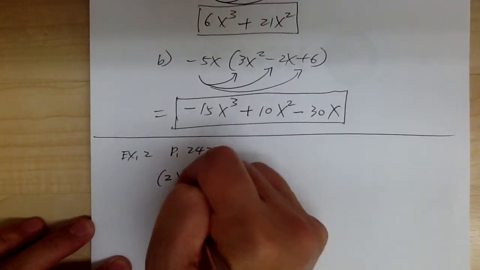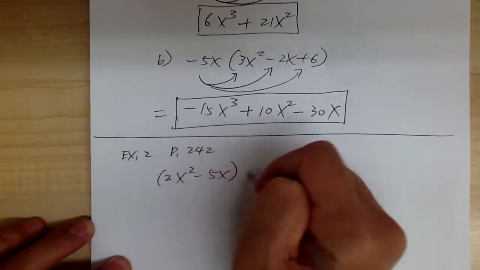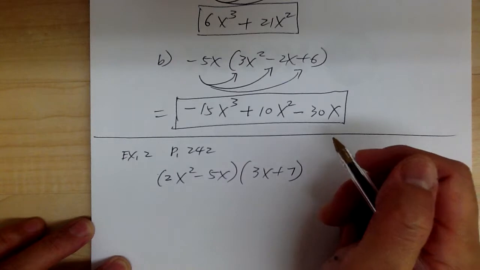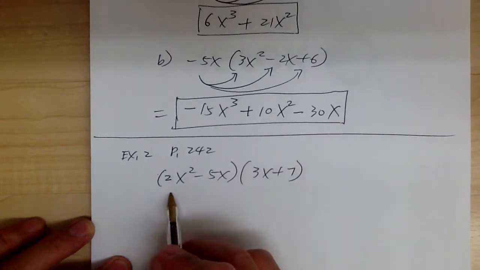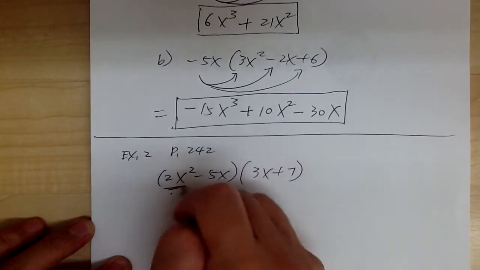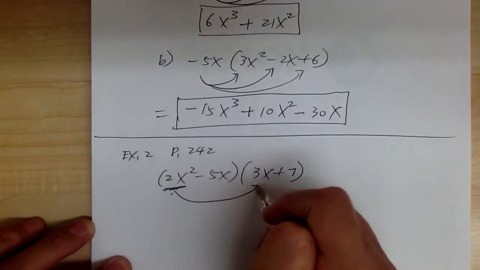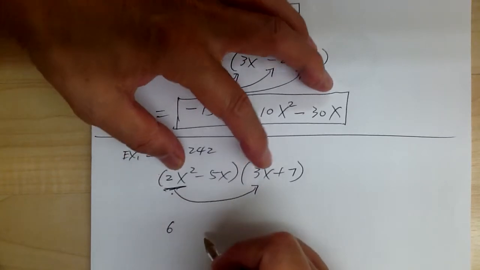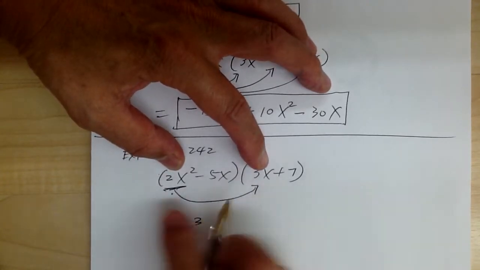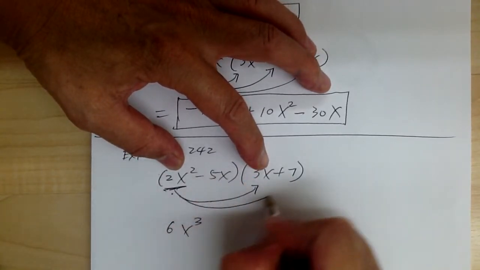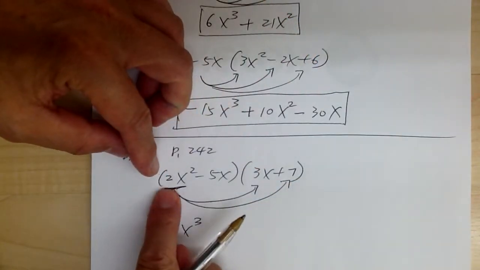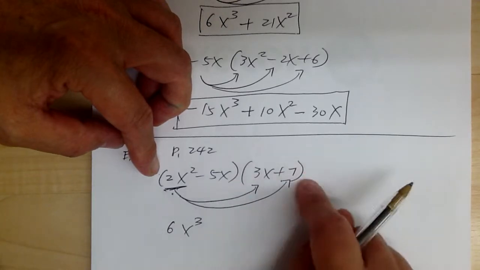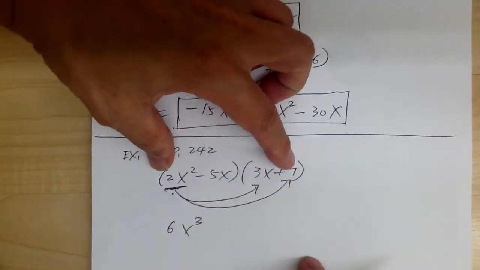You have 2x squared minus 5x times 3x plus 7. So when you multiply, right, you start with the first one. So use this one over here first. So you multiply, you can use your finger. So sign is positive, number is 6, alphabet is x cubed, right? So when you're done with the first one, you have to do the next one. Okay? Again, you start with this one, you multiply, no matter how many you have, just multiply. Then when you're done, you go to the next one.